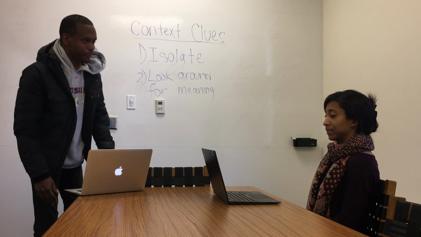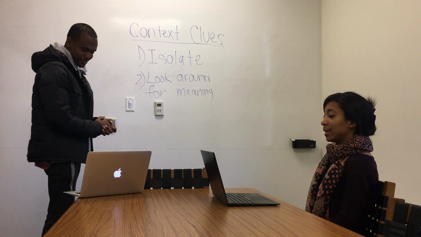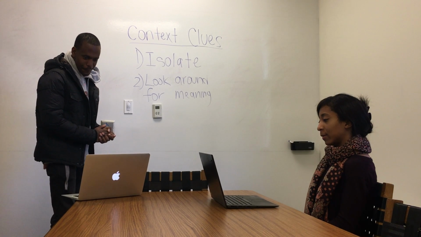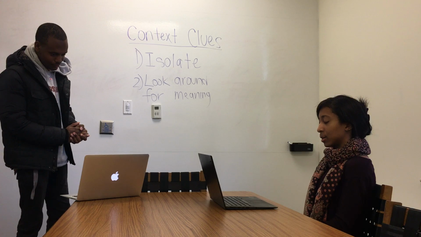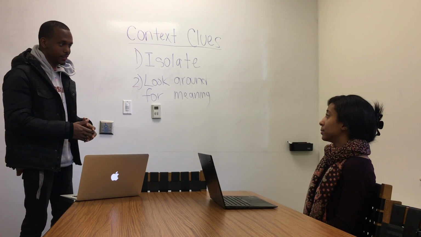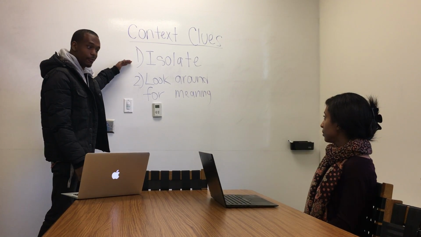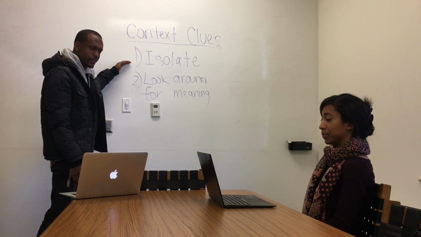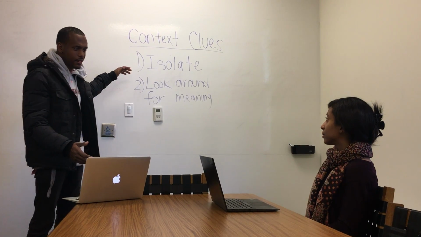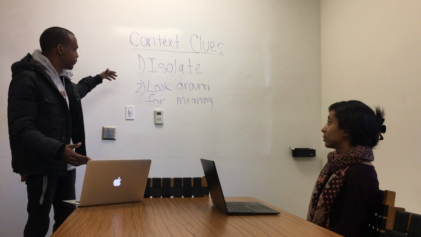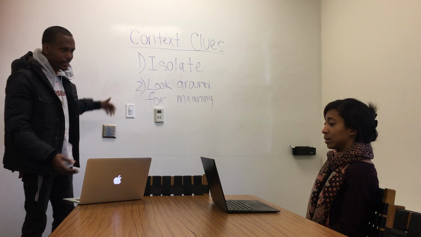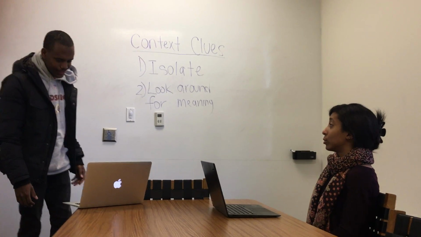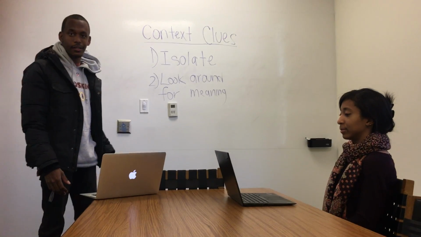Can you please read number 3 for me? When Kiki got a tiny cut on her pinky finger, she got all melodramatic and began sobbing and demanding a doctor. Perfect. So we need to look at our first step, which is to isolate the word. So which word within this sentence do you find is particularly difficult to define or you can't understand just by looking at it? Melodramatic. Okay.